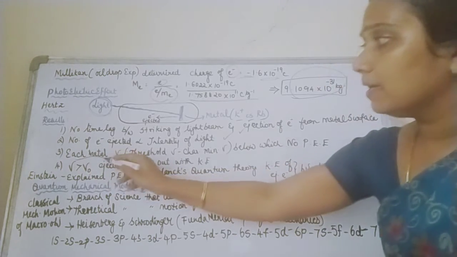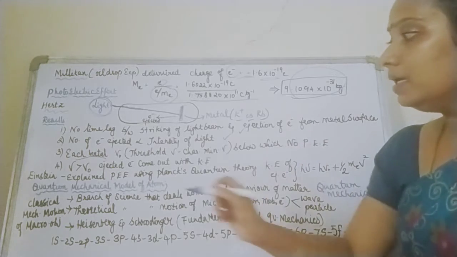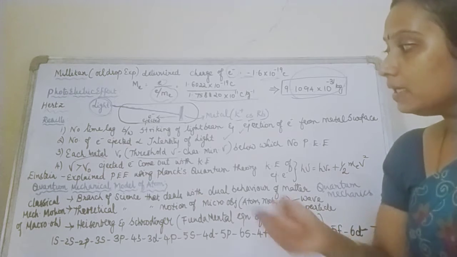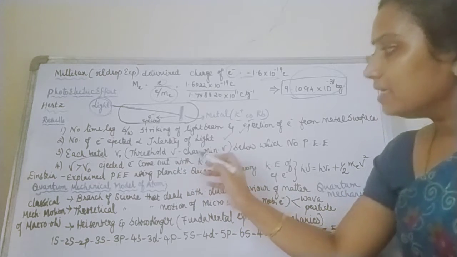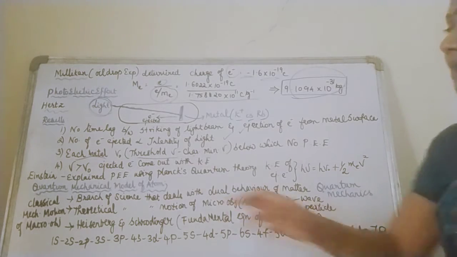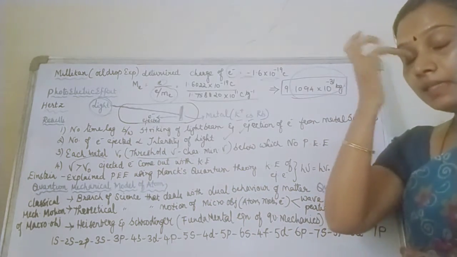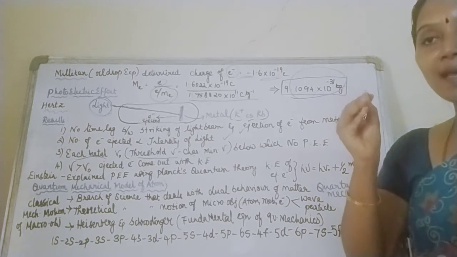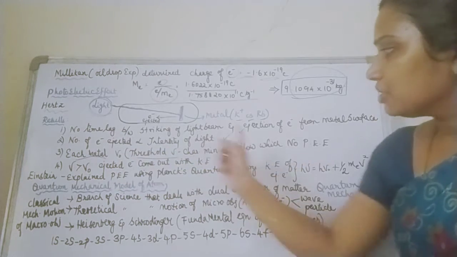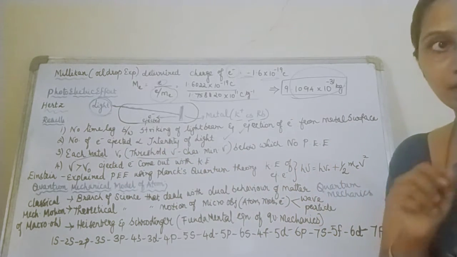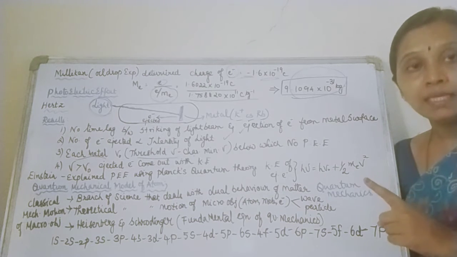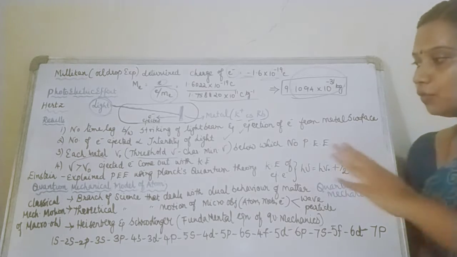For each metal, there is one frequency. That frequency is called the threshold frequency. What is threshold frequency? It is a characteristic minimal frequency. So each and every metal has a threshold frequency. Threshold frequency is otherwise called the characteristic minimal frequency, because below this ν0 there will not be any photoelectric effect. Clear to you? So each and every metal has a threshold frequency below which you cannot observe the photoelectric effect.